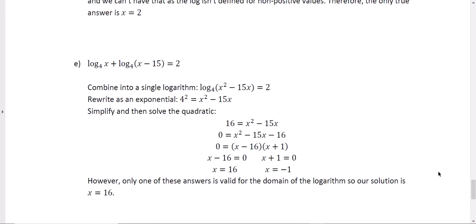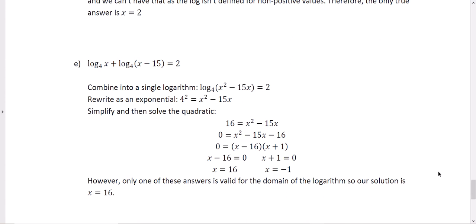Once we have the logarithm isolated, variable inside the argument of the log, we want to convert to exponential form. So 4 to the power of 2 equals x squared minus 15x. Simplify. 4 squared is 16. So if 16 equals x squared minus 15x, again we see a quadratic. So again we'll get it equal to 0 by subtracting 16 from both sides.